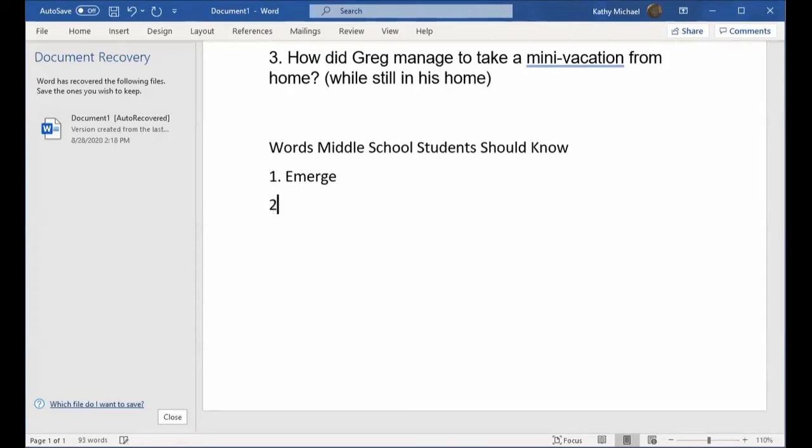And the first word is emerge. It means to come out, as in coming into view.